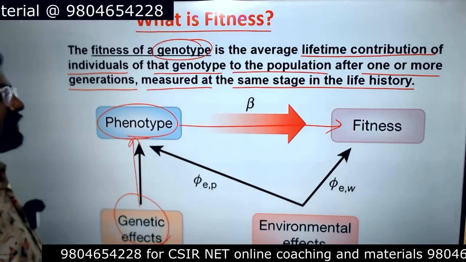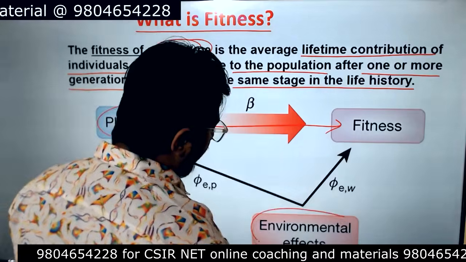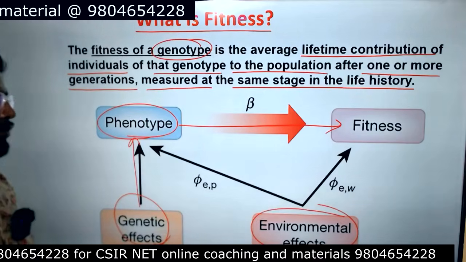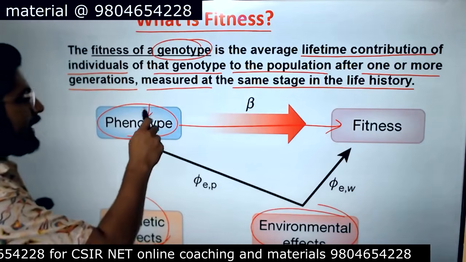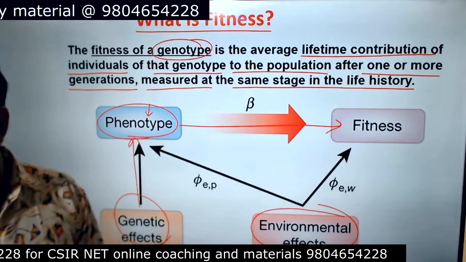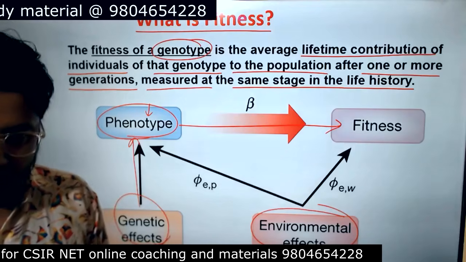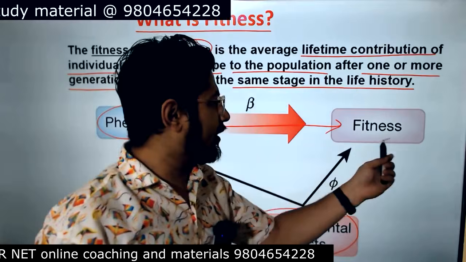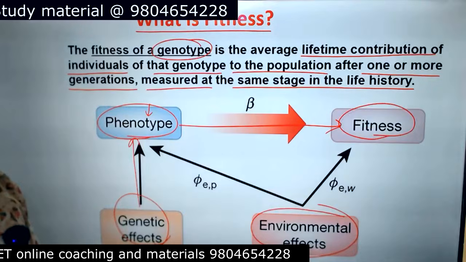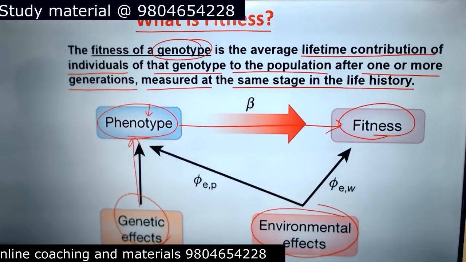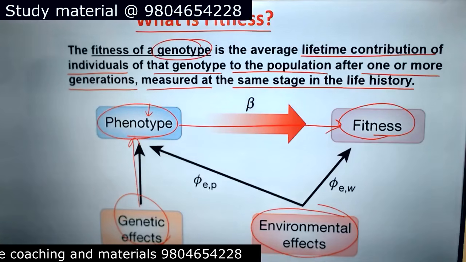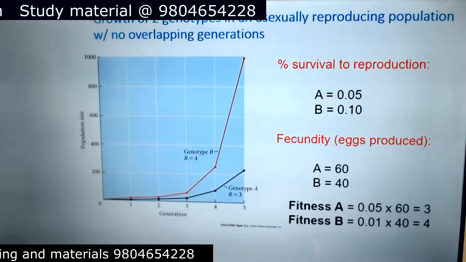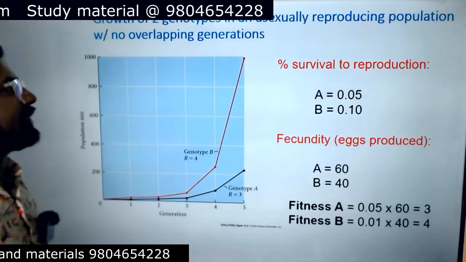On the other hand, there is one more thing, that is the environmental factors or environmental effects. Environmental effects also act on phenotype. We know that environmental parameters act on phenotype. Based on the environmental parameters, organisms alter their phenotype. And also environmental factors can alter the fitness of the organism. Directly or indirectly, it can alter the organism. So now we'll understand the fitness in more detail here.